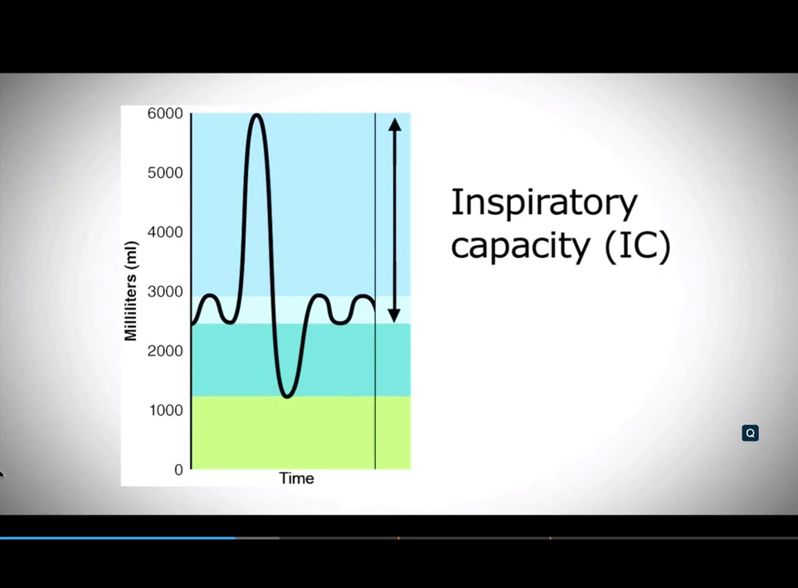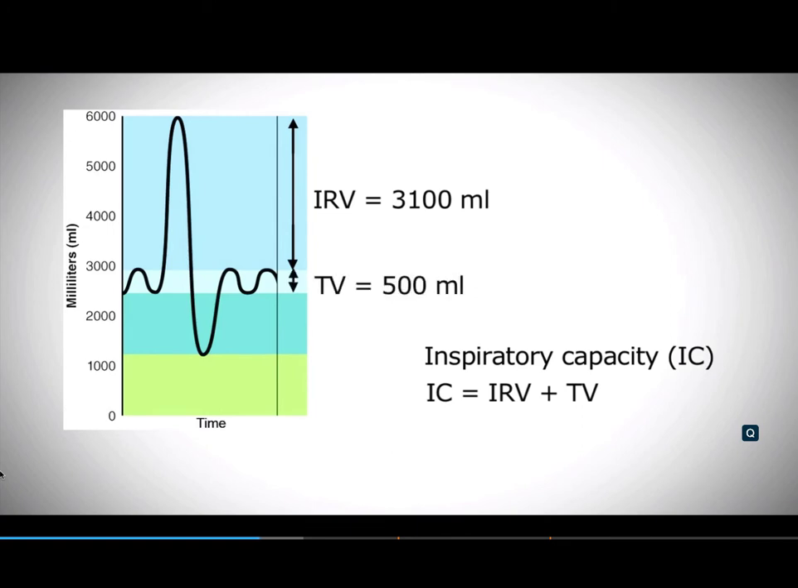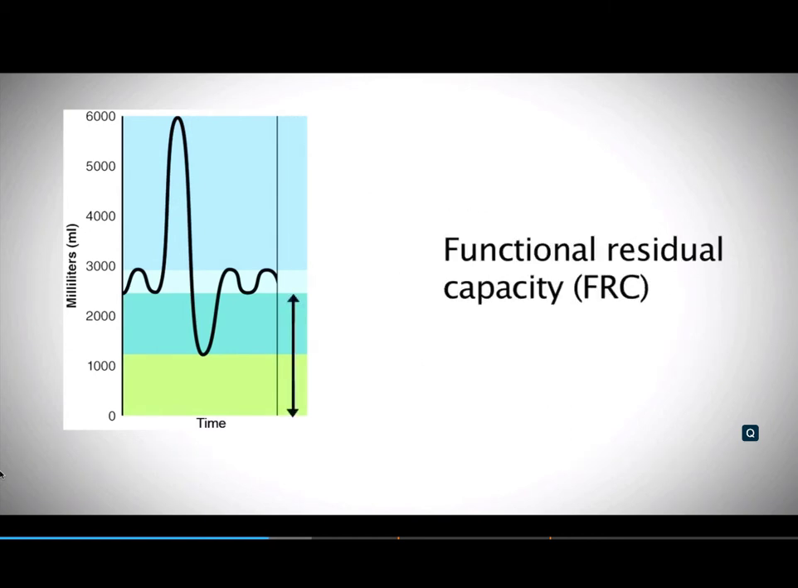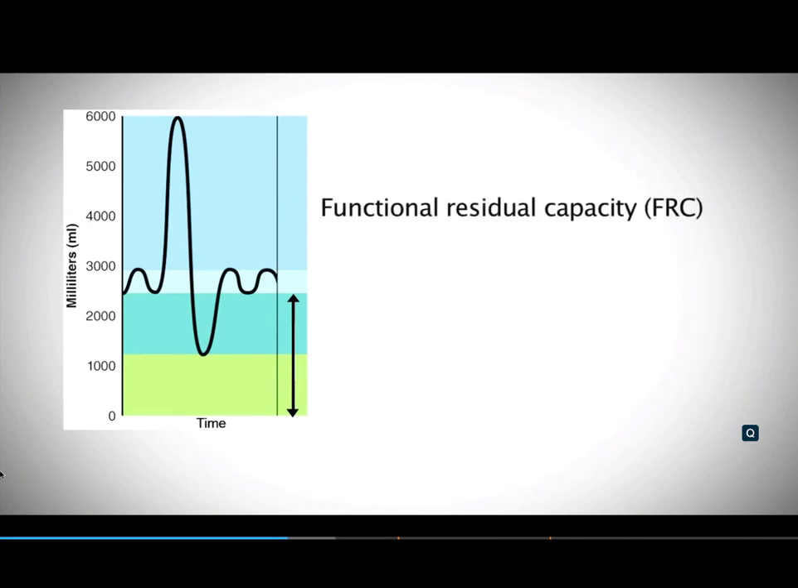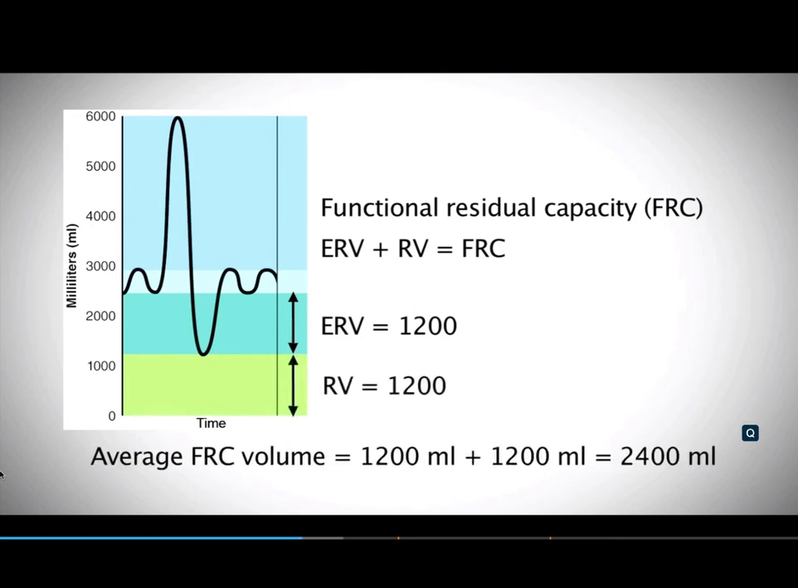The inspiratory capacity, or IC, is the maximum volume of air that can be inhaled in a single inhalation. Inspiratory capacity is the sum of the inspiratory reserve volume and the tidal volume, an average of 3,600 milliliters. The functional residual capacity, or FRC, is the amount of air that remains in the lungs when you exhale a tidal breath. The functional residual capacity is equal to the sum of the expiratory reserve volume and the residual volume, an average of 2,400 milliliters.